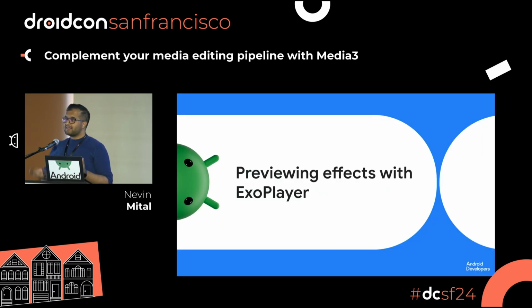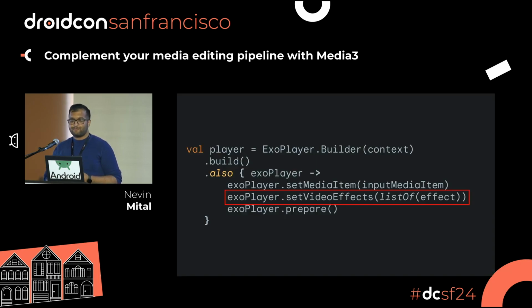Okay, and then as I mentioned before, ExoPlayer and Transformer are engineered to work hand in hand. So next, I'll show you how you can use ExoPlayer to preview the effects that you're planning to apply with Transformer. The code you see here demonstrates a basic initialization of an ExoPlayer instance, except that we're also calling set video effects. And we're supplying it with the same effect that we would have applied to an edited media item or a composition.